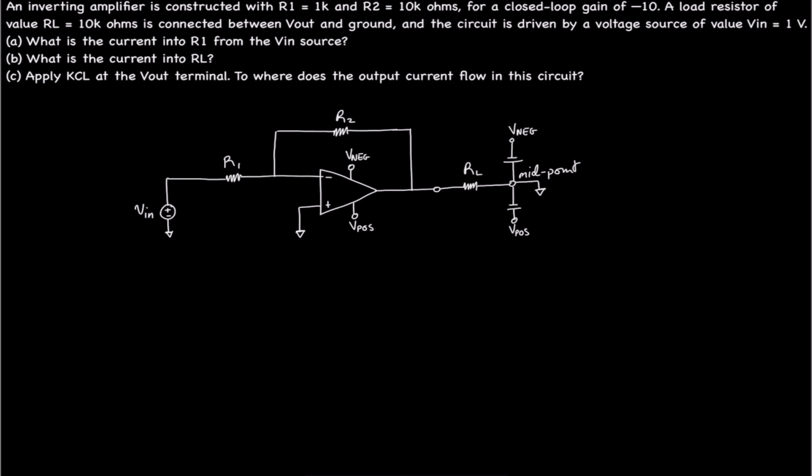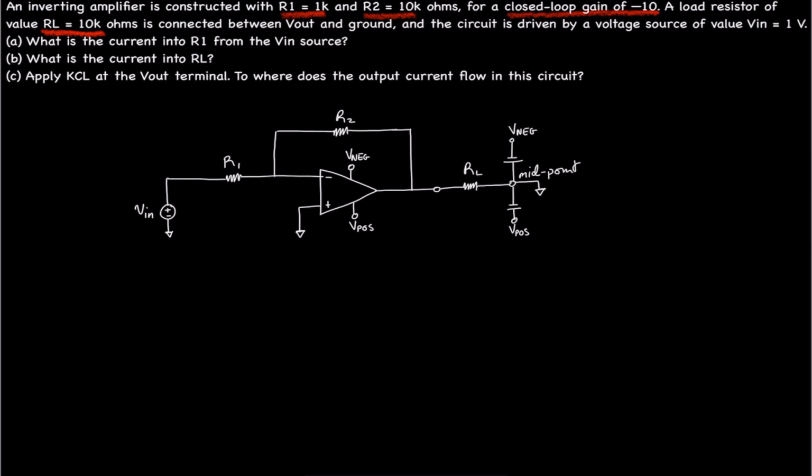Welcome back. In today's problem, we have an inverting amplifier constructed with R1 and R2, which is our normal topology. R1 is our input resistance, with a resistance value of 1K. Our feedback resistance is 10K, for a closed loop gain of negative 10, and a load resistor RL, which is equal to R2. So RL is 10K, R2 is 10K.